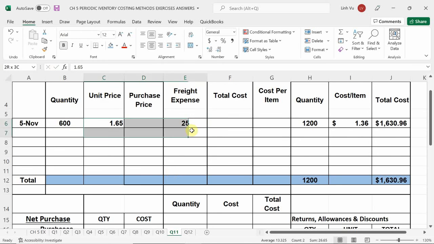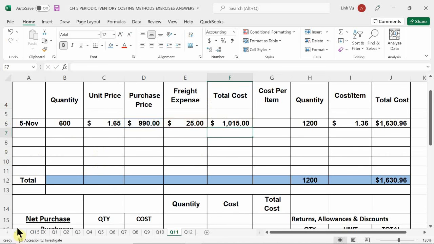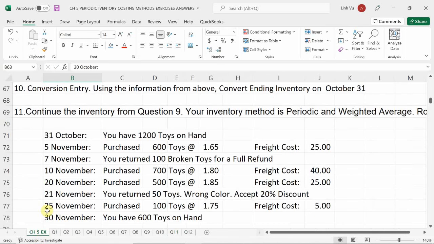Okay? So in this case, what is my total purchase price? $990. Okay? Plus the $25 freight, $1,015. Okay? Don't need to solve for my average cost per item because I have beginning inventory. It's going to change no matter what.